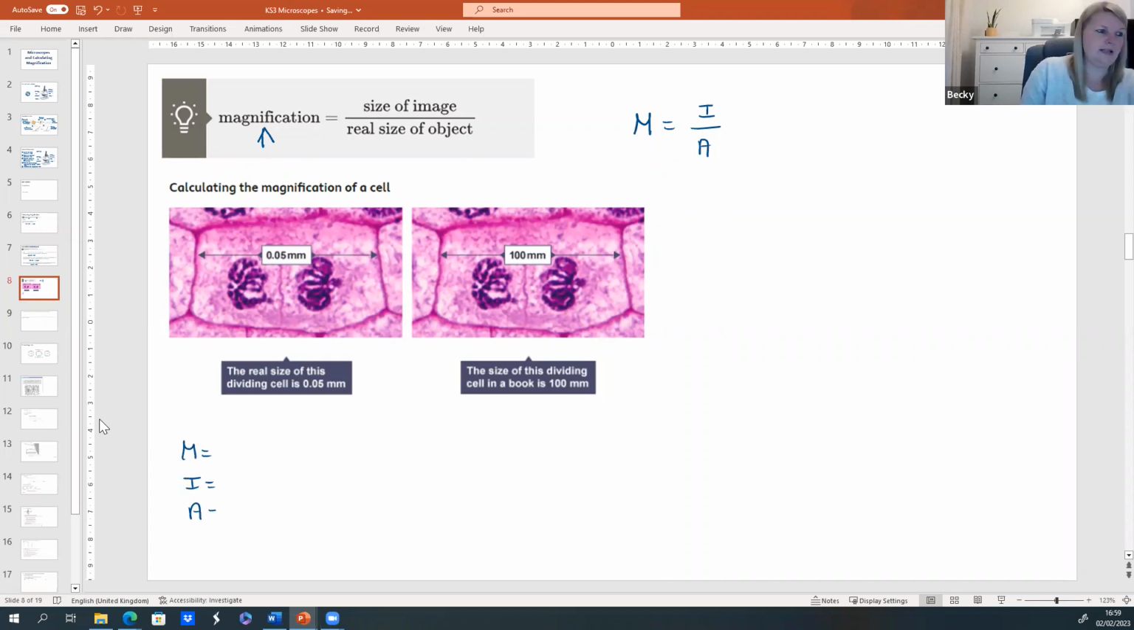We're not missing an action, don't worry. So magnification, it asks me this: calculate the magnification. So I'm going to leave that as an M. That's the one I don't know yet.